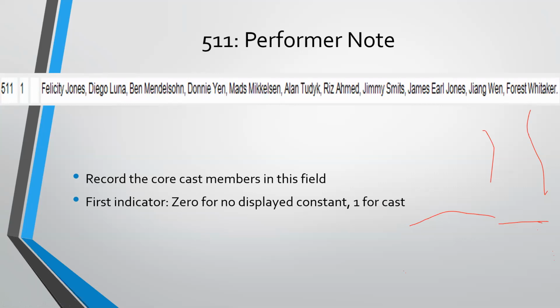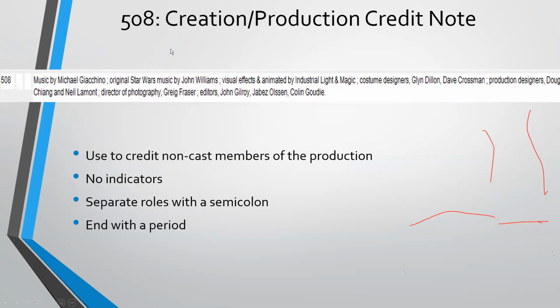Your 511 performer note. Here is where you can add in plain text and keyword searchable your primary cast members. In this case, we've got a 1, first indicator of 1 for cast. And then we've got the major characters in the movie, major actors. The 508 is the kind of equivalent of the 511, but for creation and production, non-cast members who are involved in this. So we've got music, visual effects, costume design, production design, director of photography.